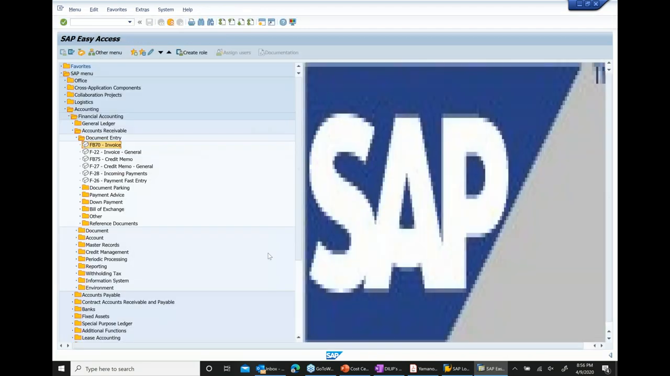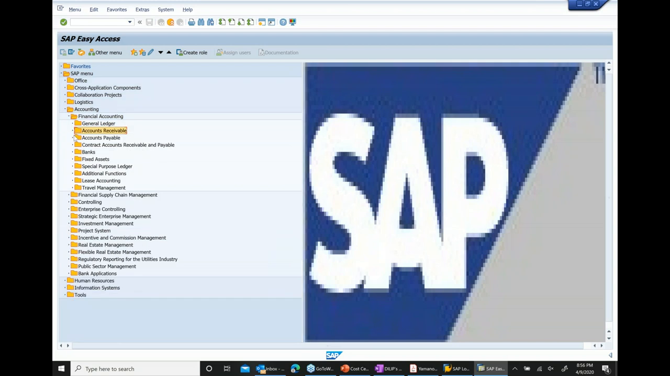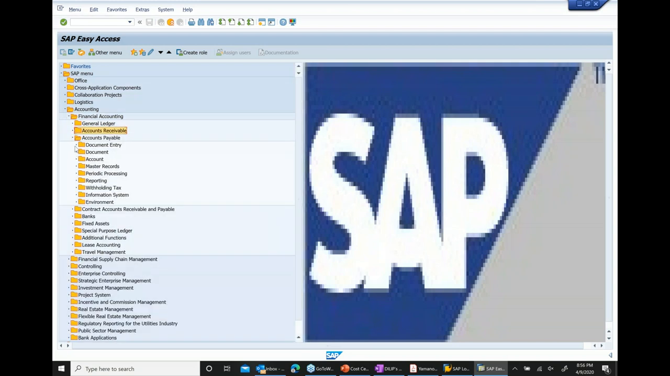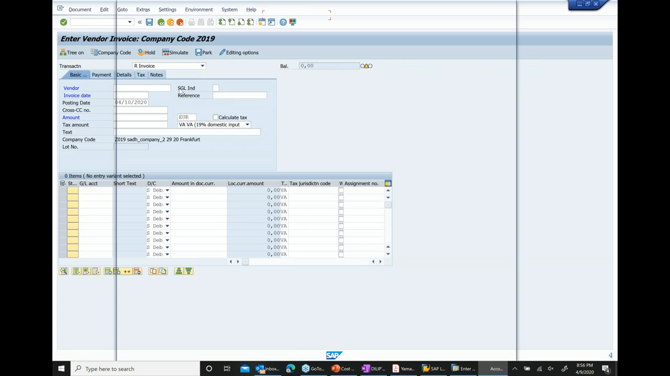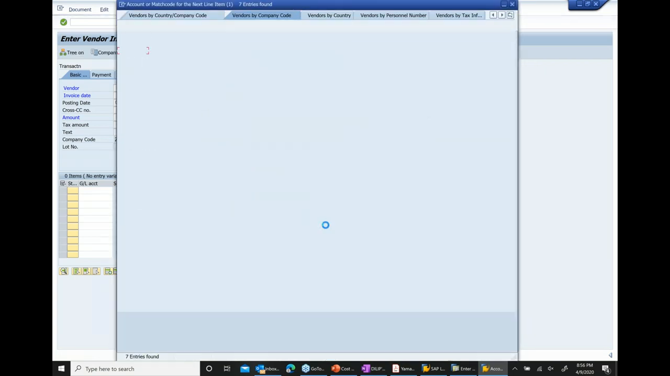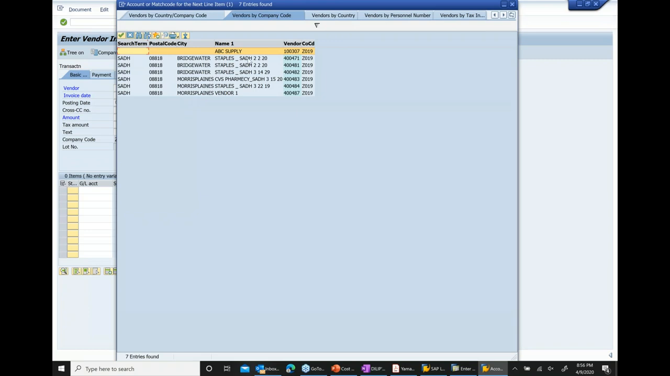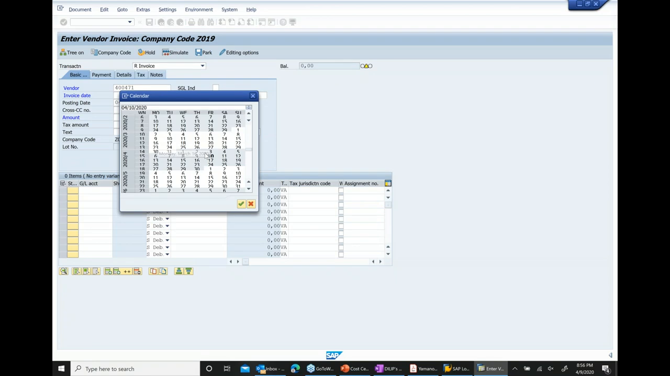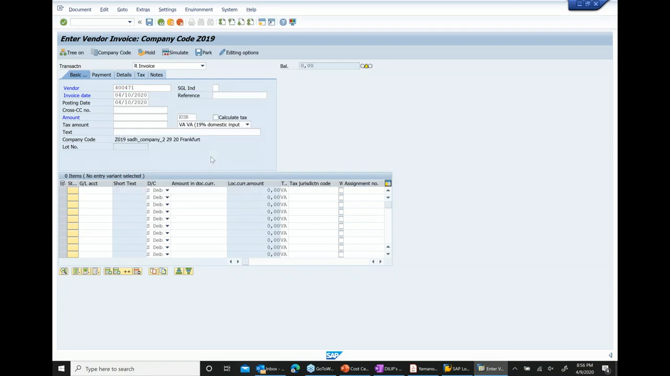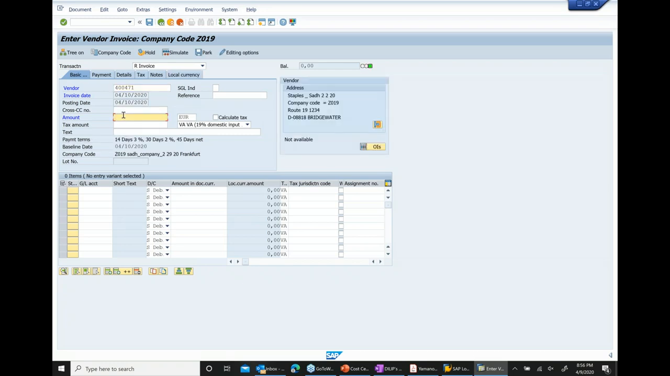Do you want to exit? Say yes. I close this. I go to accounts payable. I go to my vendor. These are my vendors. I can choose the one I want. My vendor is Staples. I'm buying something from Staples. I put some amount in dollars. I choose some corresponding debit account.